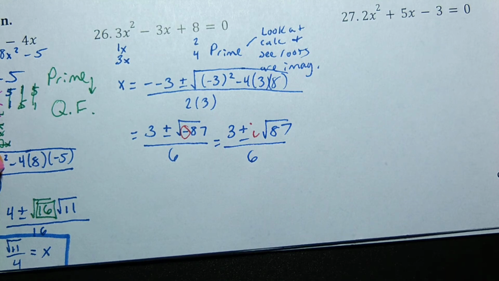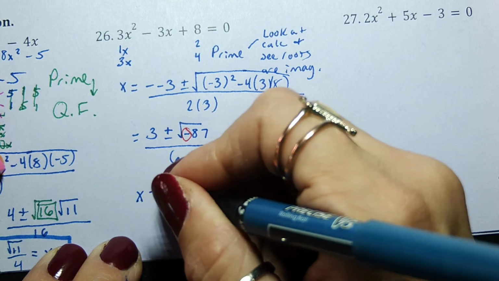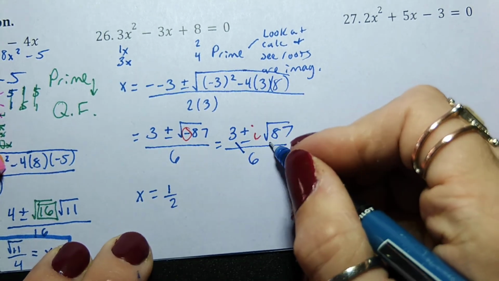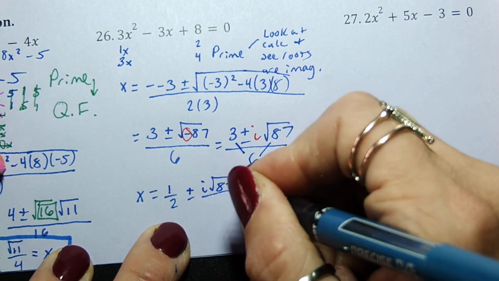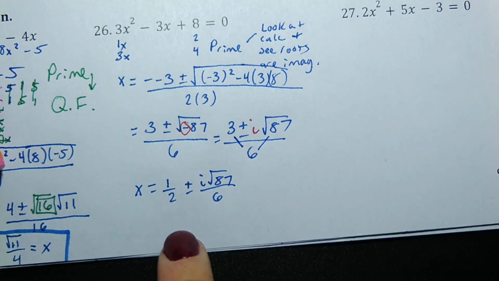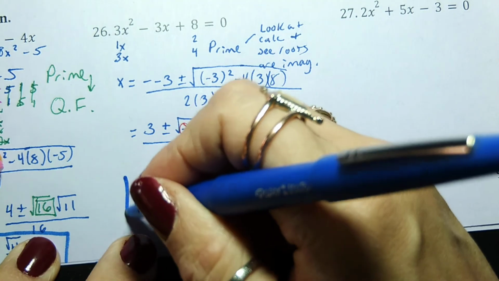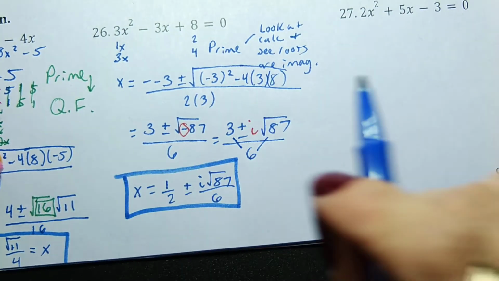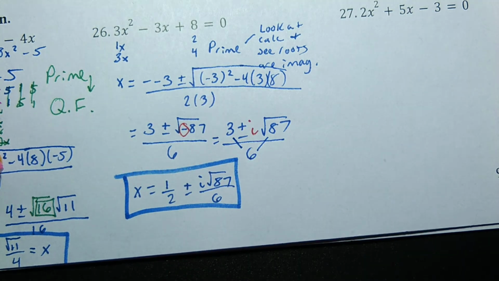Now from here, folks, I need to do division distribution. What's 3 divided by 6? 1/2. Then I have to take i radical 87 divided by 6. I cannot simplify that any further. But as you can see, division distribution was still required to get that 1/2 to be smaller. Can I do the plus minus case and add that imaginary stuff to the real stuff? No. So that's our final answer there. All right, folks, number 27. Give it a shot.